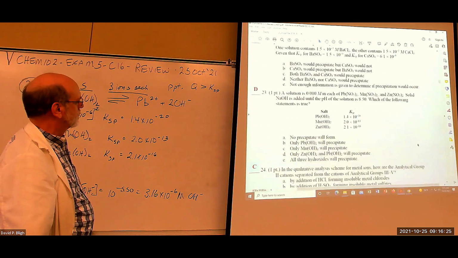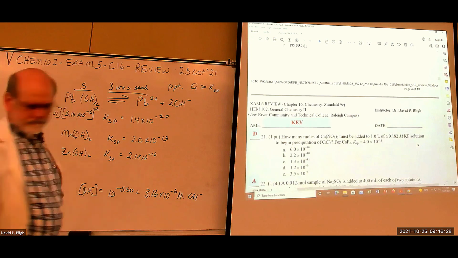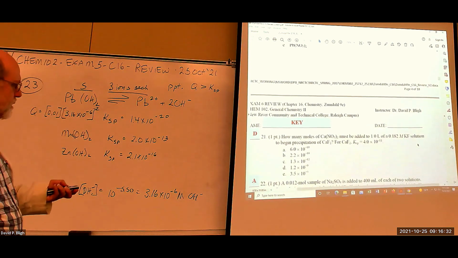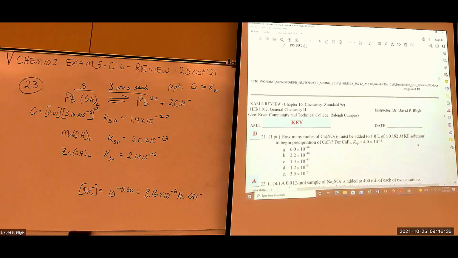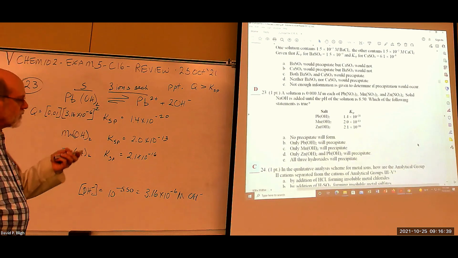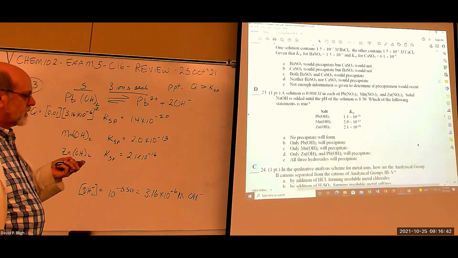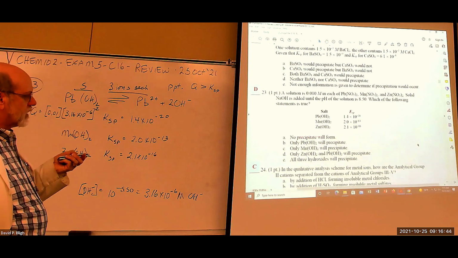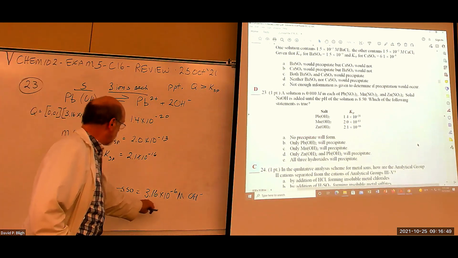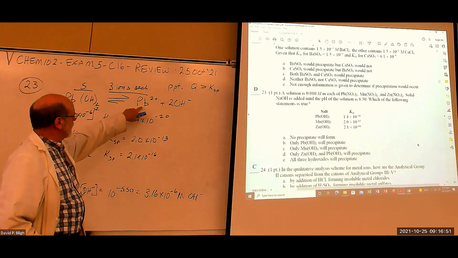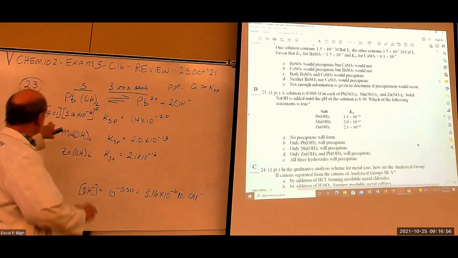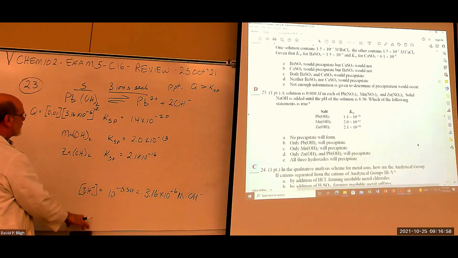There it is. No, that's not it. 23. There it is. Right. The Q for each one is going to be the same because the environment has so much hydroxyl in it. We calculated that value right here. And the concentrations of the ions are the same value, 0.01 molar. So if we calculate the Q, we can compare that to each one.